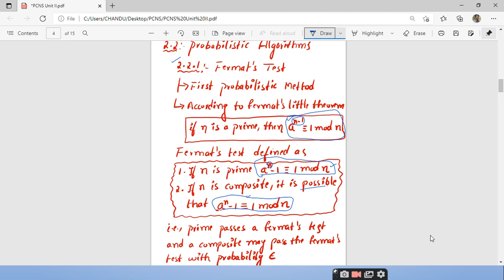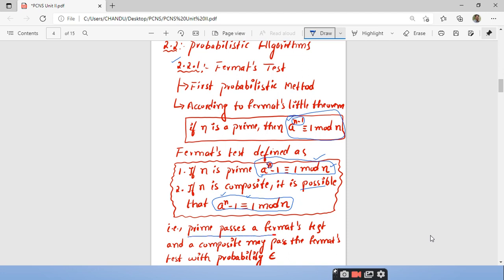understand. By looking at these formulas, both of them appear the same. But you have to observe that this particular formula holds correctly when n is prime, and this particular formula may or may not hold if n is composite. This is the primary difference you should understand between these two things. Clear? Yes, sir.